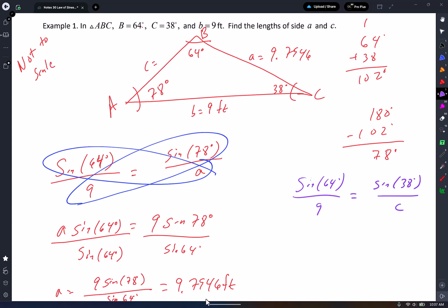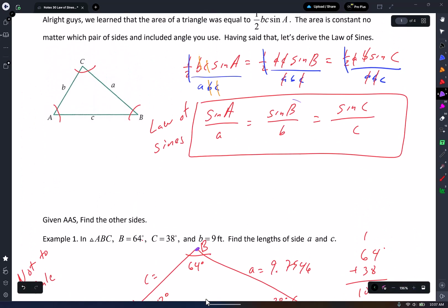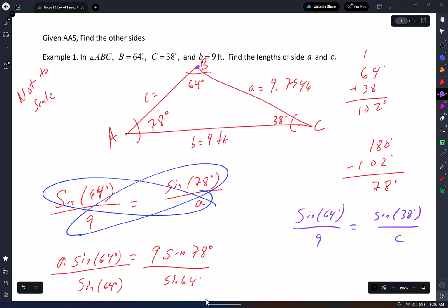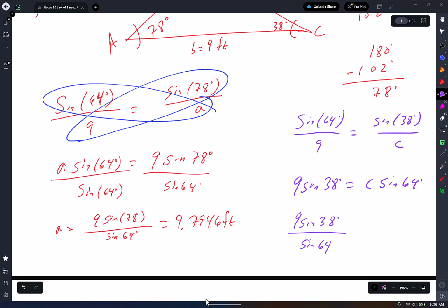Wait, what is sine 64? Was it A, right? Sine 64 was the b, sine of b over little b. See, that's this. Doing that part. All right, here we go. Cross multiply. So 9 sine 38 degrees equals c sine 64 degrees. And then to get c by itself, I got to divide. So 9 sine 38 degrees divided by sine 64 degrees equals little c.